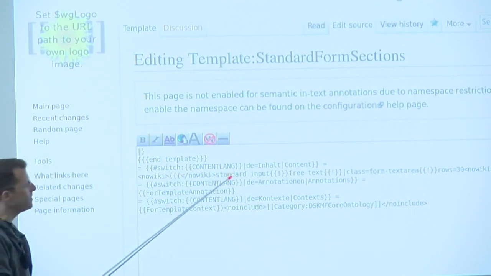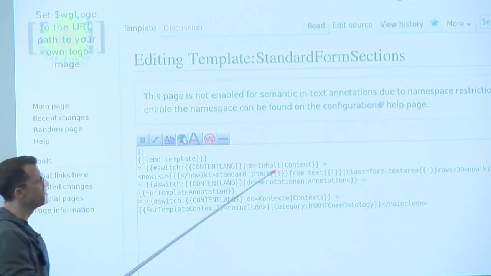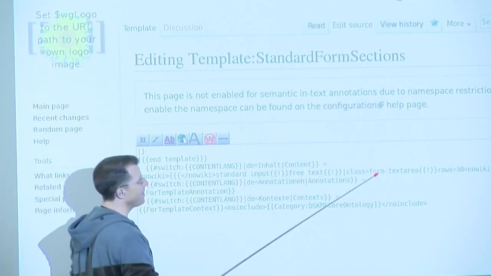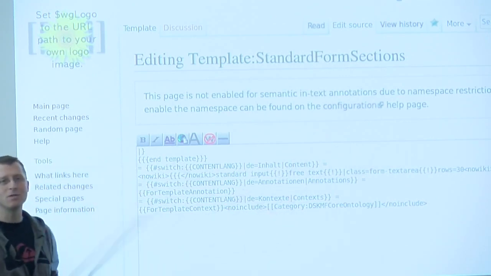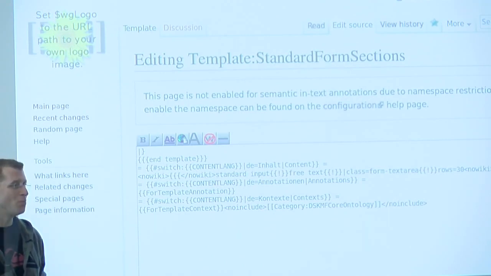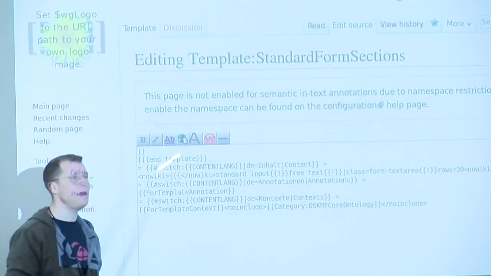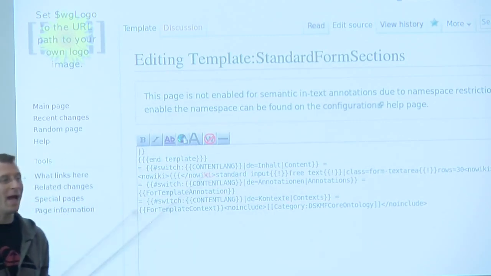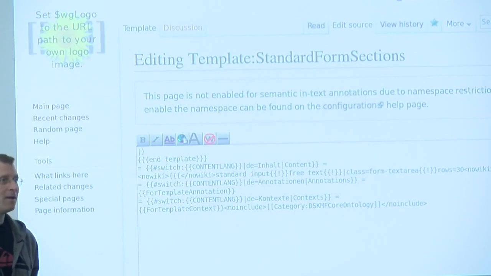Then we have the standard input, which is free text. And again, class form text area. I ask you, does someone know what that means? That is the most exciting thing since sliced bread, I tell you, because it adds the Wikimedia visual editor to any text area in page forms. The thing is, this is not entirely working yet, but Yaron in the back of the room is coding right now to make that happen.